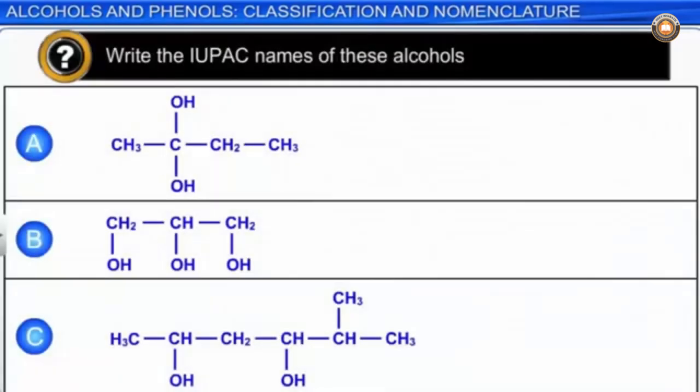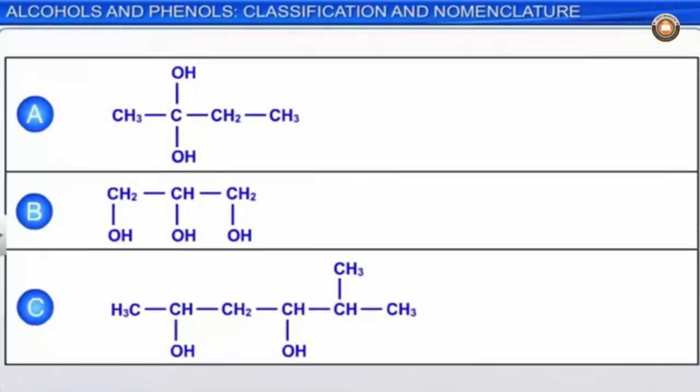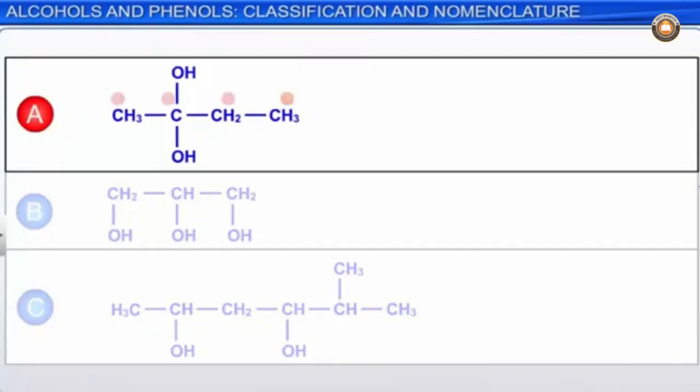Can you write the IUPAC names of these alcohols? Try to do this on your own before proceeding. Remember to work backwards from the longest continuous carbon chain that contains more than one hydroxyl group. Molecule A has a 4-carbon chain and 2 hydroxyl groups attached to carbon 2. Hence, its IUPAC name is butane-2,2-diol.